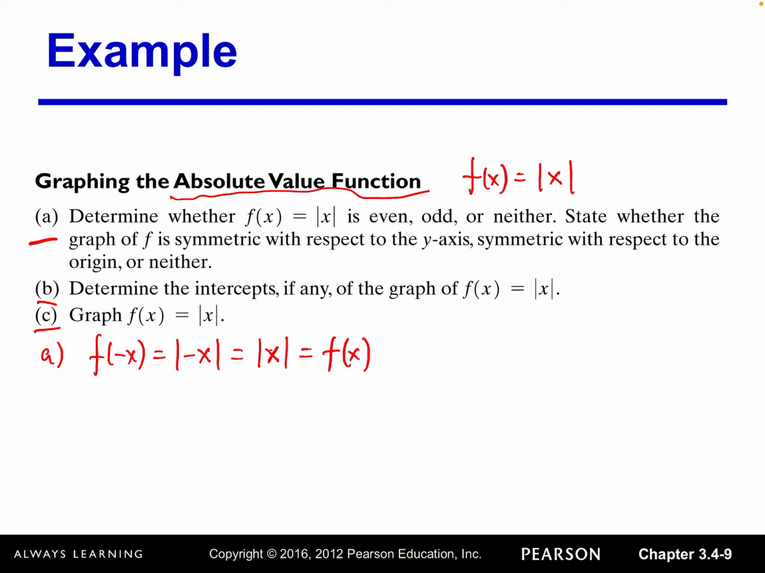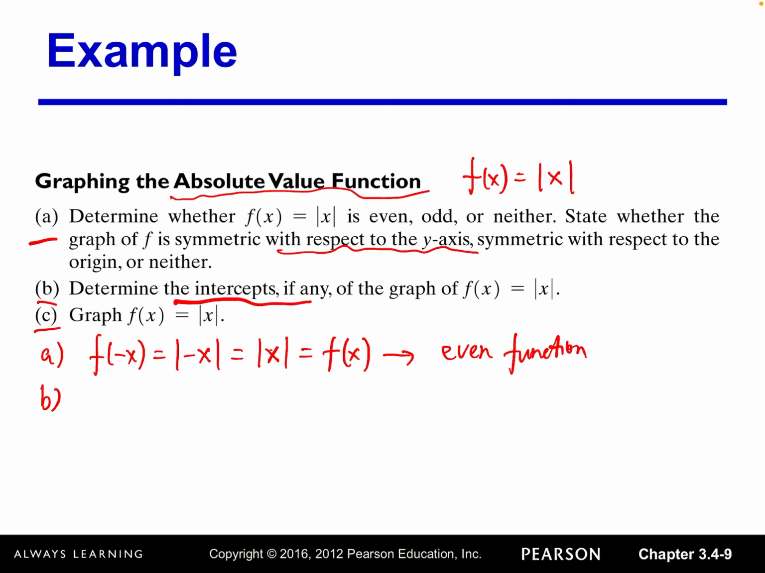So f of negative x equals f of x. Does tell us, based on the definition, this is an even function, right? So if it's an even function, a graph must be symmetric with respect to what? With respect to the y-axis, right? So that means if we can get half of the graph, then based on the symmetry property we can get the other half, right?